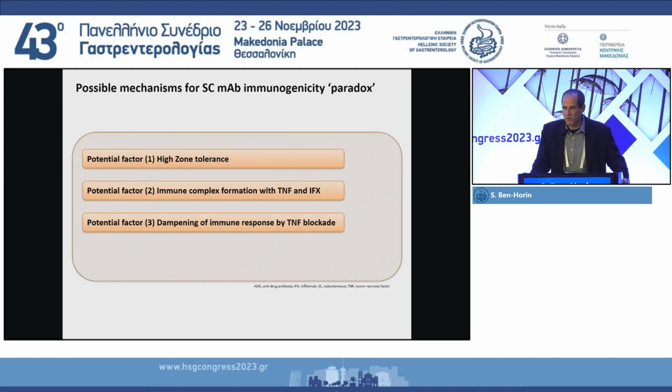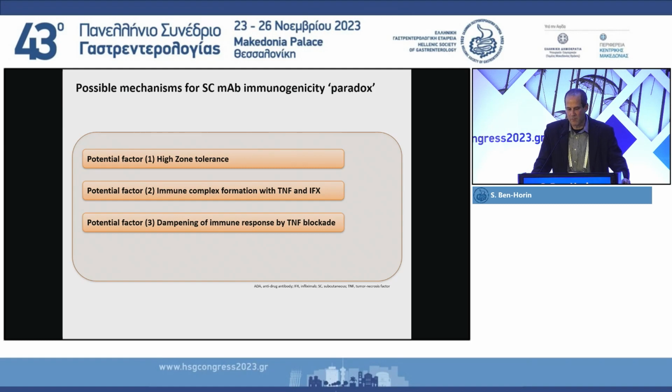But what are the possible mechanisms? Again, we discussed that a little bit in the morning. There is this immunogenicity paradox for sub-Q formulation. One part of it may be this high zone tolerance, where when you instill a lot of antigen to the immune system, you are sort of shocking it into a tolerogenic state. This is the opposite of what we do when we do a minute desensitization protocol.